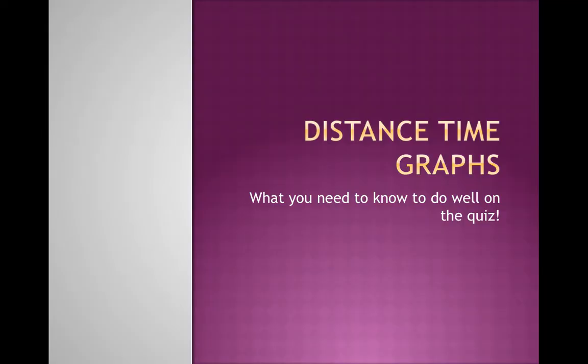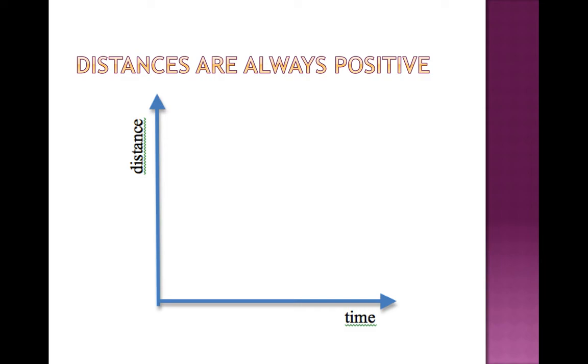Hello everyone, this is just a quick review of how to do and interpret distance time graphs. So the first thing you need to know about distance time graphs is that typically distances are always positive. And that's why we draw the graph so that the axis is on the bottom.